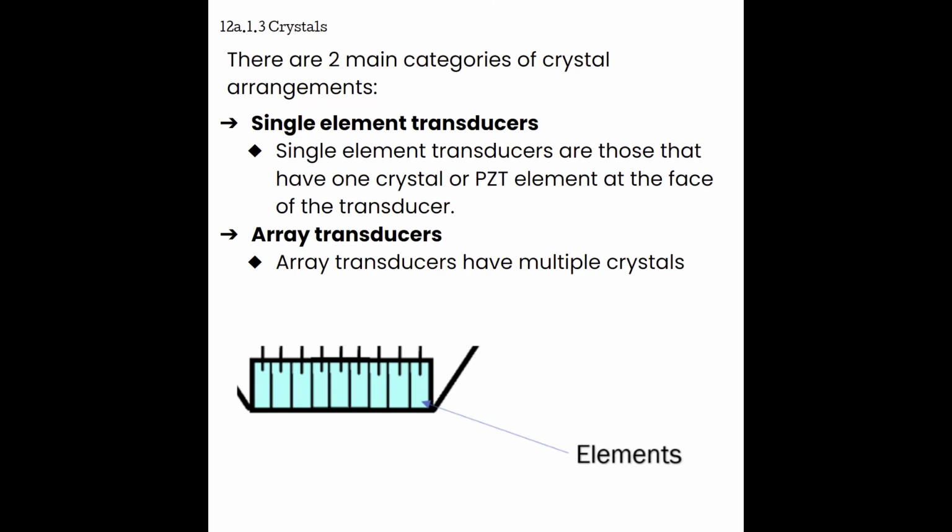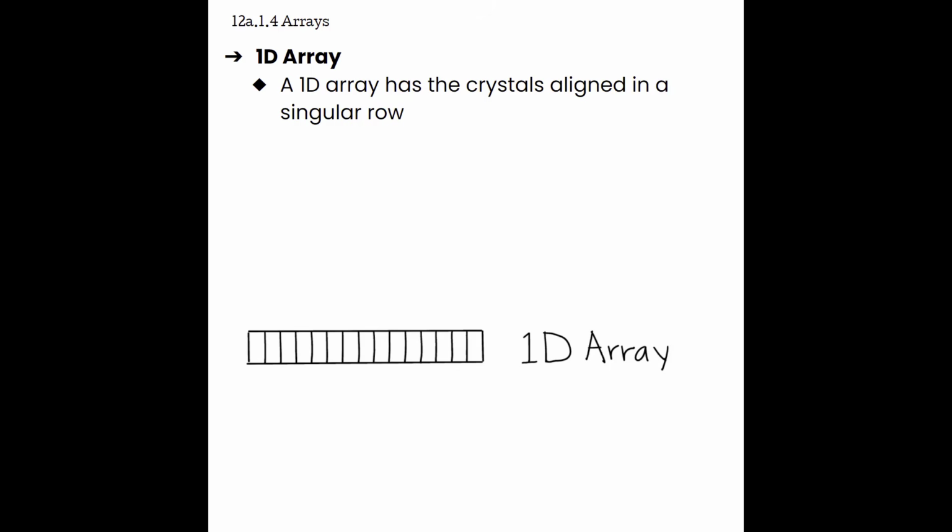And as we're going to learn in this unit, we're going to talk more about array transducers, where array transducers are going to have multiple crystals at the face of the transducer. So speaking of arrays, that's our next term. Now arrays, remember, are transducers that have multiple crystals. And we can further define arrays with special terminology regarding the way that those crystals are arranged.